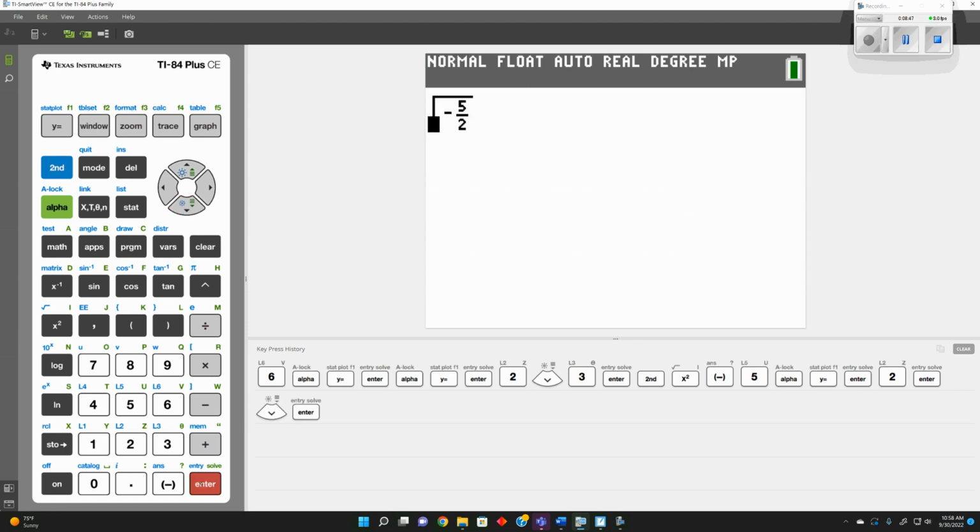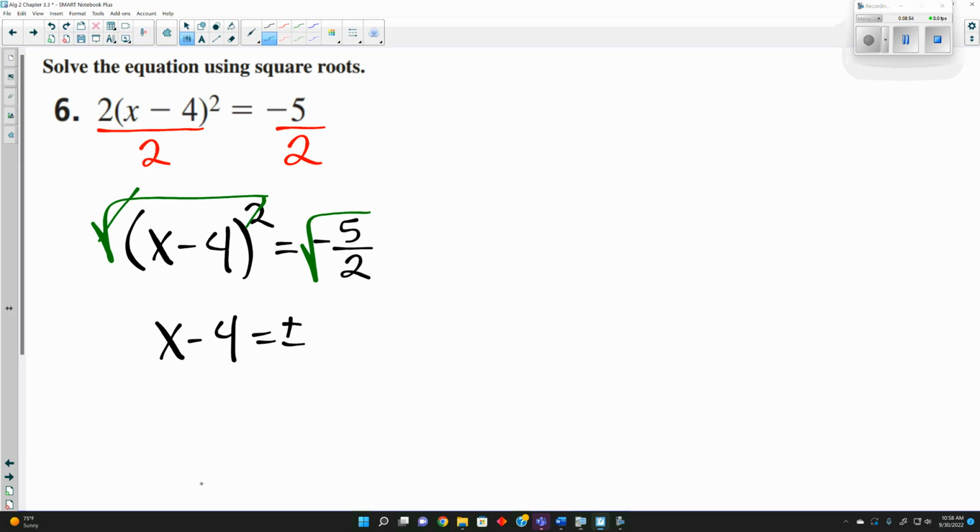Negative 5/2 does not have a square root. Because again, when we're trying to find a square root, guys, we're trying to find out what number times itself gives us this here. So if we're looking at the square root of 9, we're looking at what? 3 times 3. So the square root of 9 is 3.